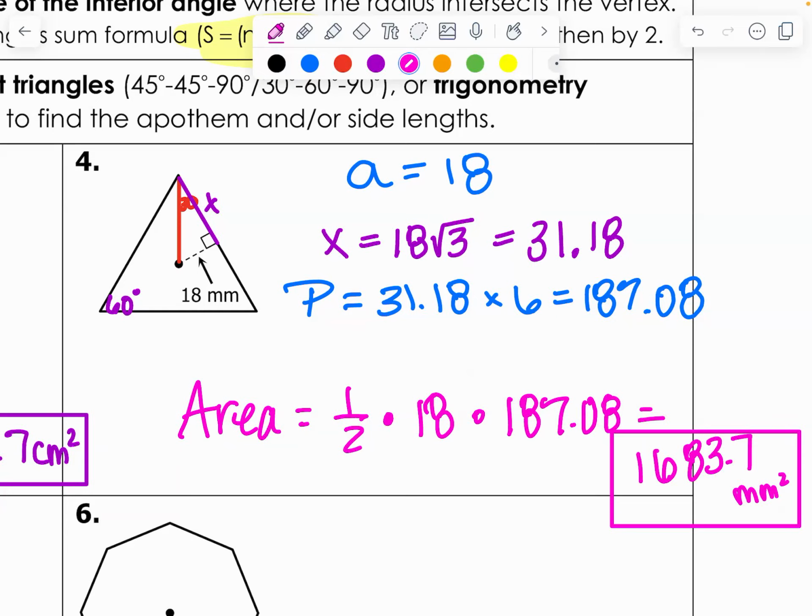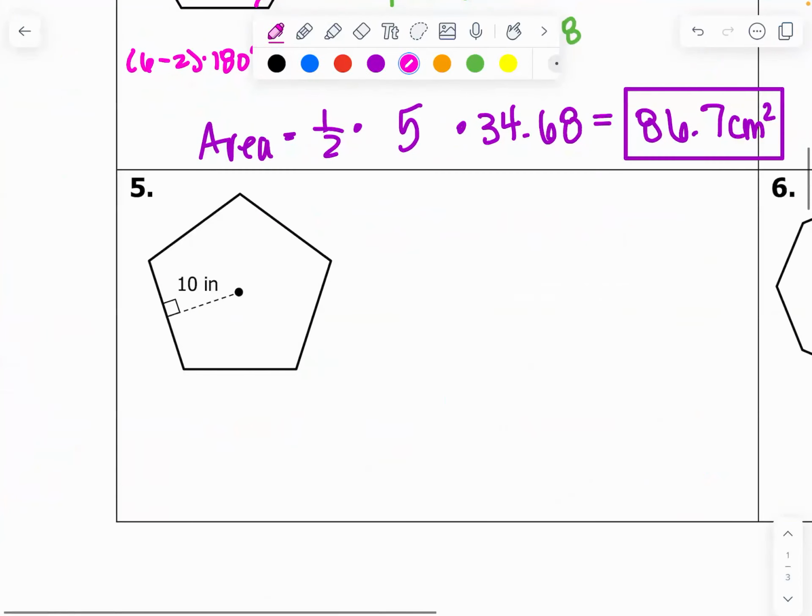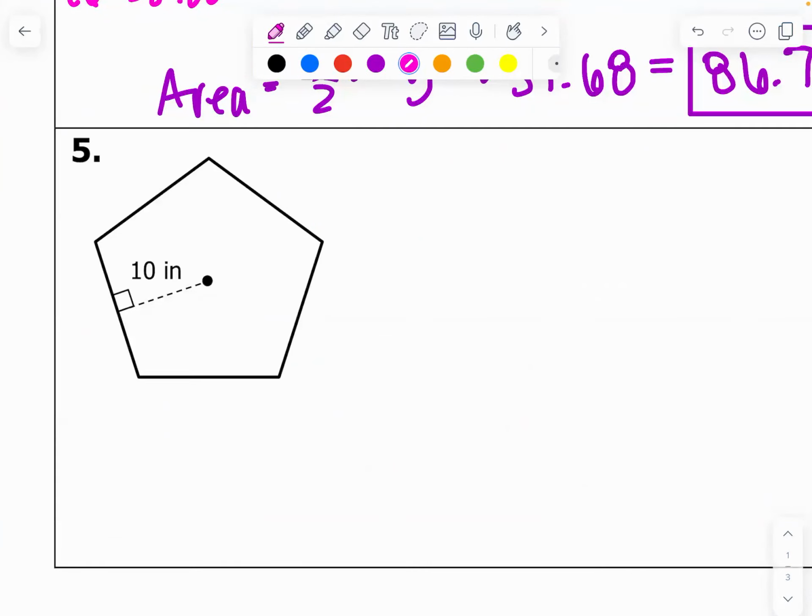All right. So number 5. Oh, this is fun. How many sides does number 5 have? 5. It's a pentagon. Okay. How many degrees is each angle of a pentagon?